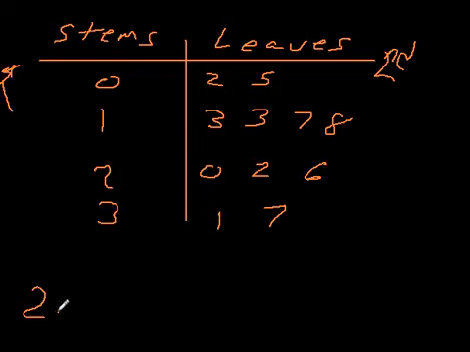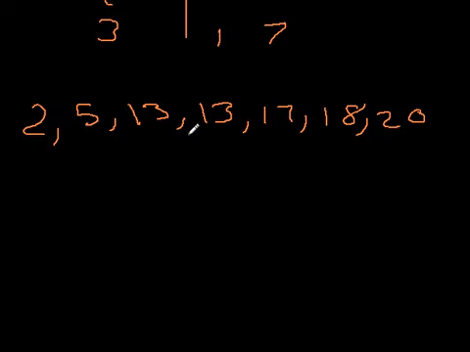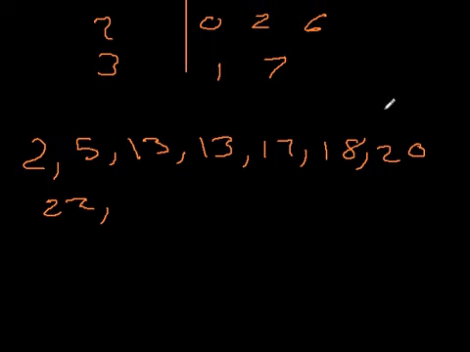Go ahead and finish writing this list. 2, 5, 13, 13, 17, 18, 20, 22, 26, 31, and 37. Okay, so that is how you create a list from a stem and leaf plot.